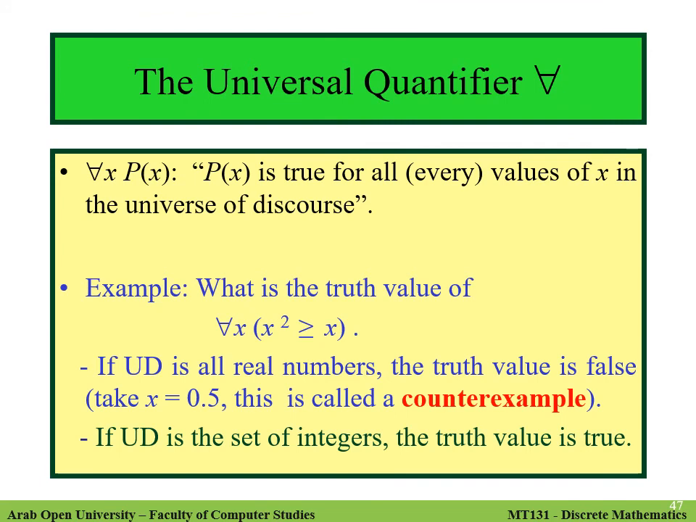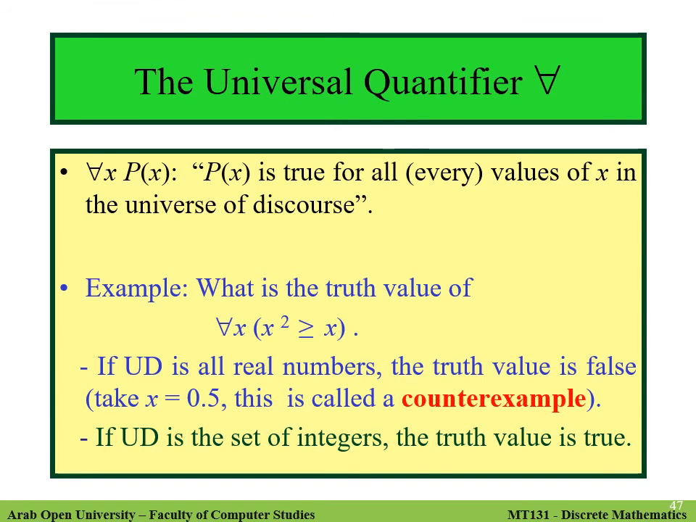For example, let's look at a predicate and see how it is true in one domain but not true in another domain. What if we write this statement here? The statement says for all x, x squared is greater than or equal to x. This statement will be true or false depending on the domain. If you take the domain to be the set of all real numbers, then this statement is not true.